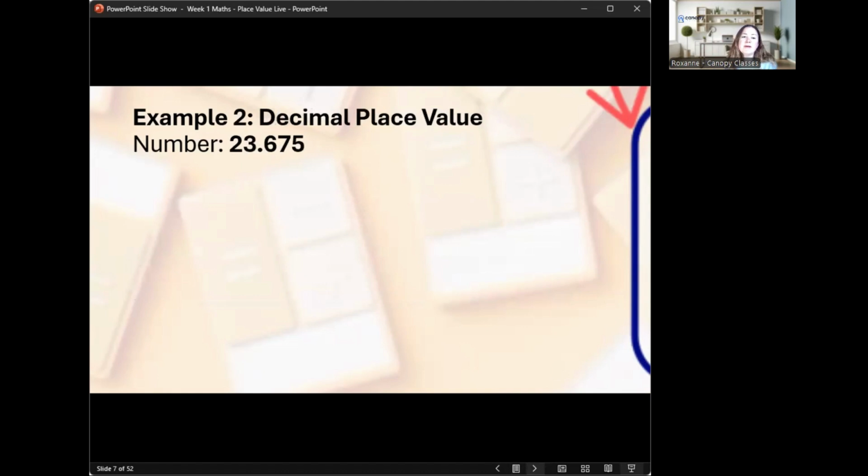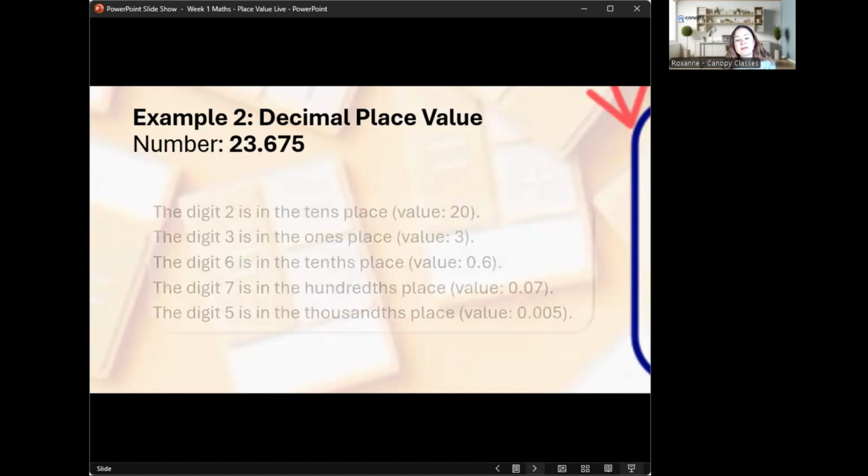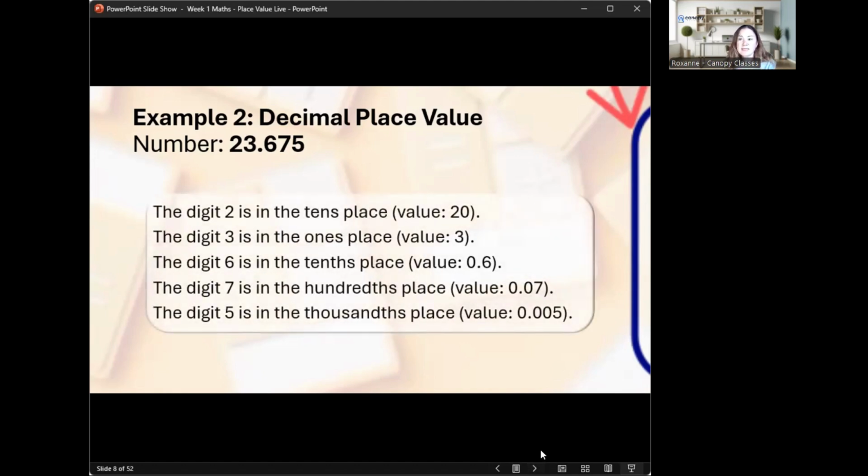Let's have a look at what happens when we get decimals in as well. The numbers before the decimal work as we had seen before. So the 2 is in the tens place, therefore it's worth 20. The 3 is in the units or ones place, so it's worth 3. After the decimal point, it goes tenths, so we want a THS on the end. This one is worth 0.6. Then we go to hundredths, so the 7 is 0.07. And then the 5 is in the position of the thousandths, so we're 3 places after the decimal point now. So we get 0.005.